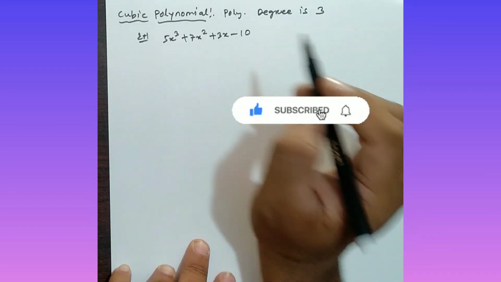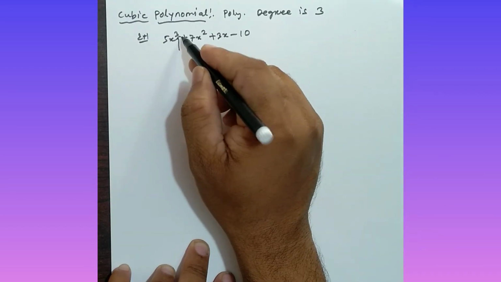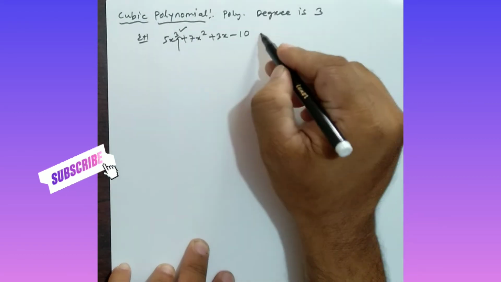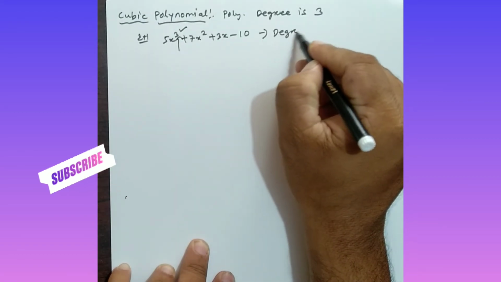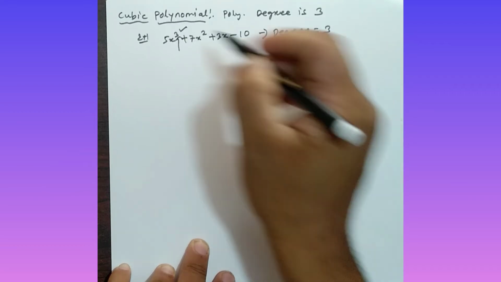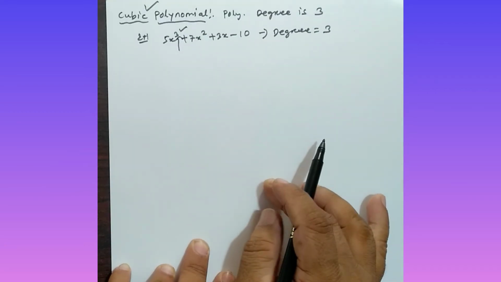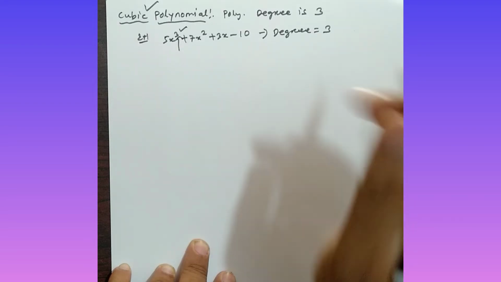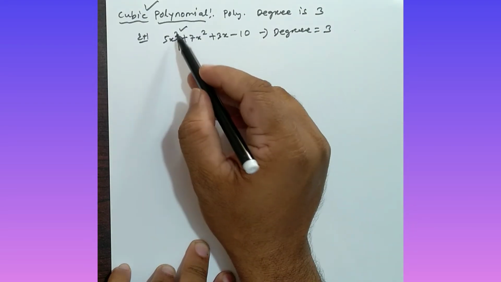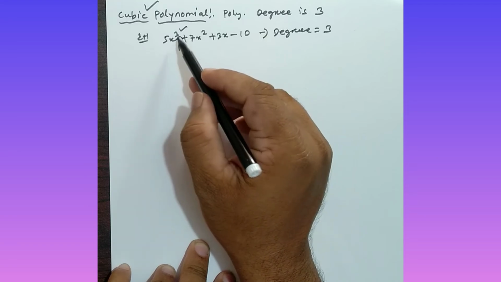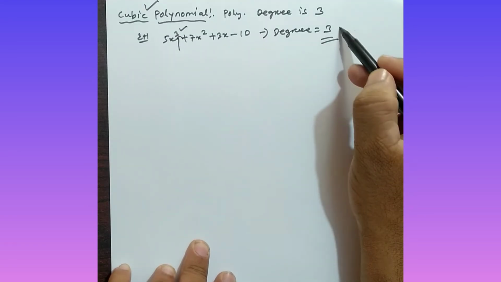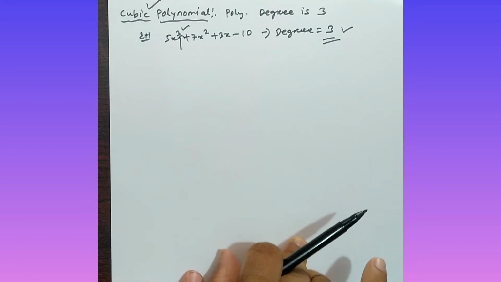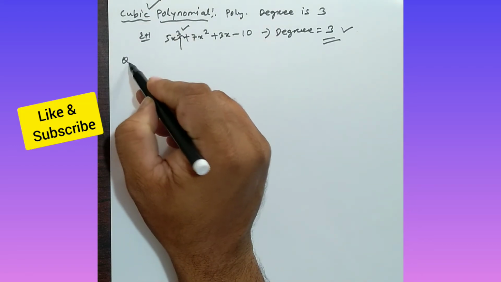Look at the highest power of the variable here. What is the highest power of the variable? 3, right? As the highest power of the variable is 3, that is called the degree. So the degree is 3 here. As the degree is 3, that is why it is called a cubic polynomial. So you should look at the highest power of the variable.